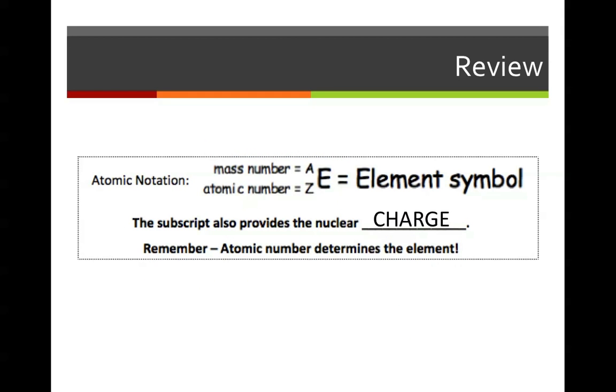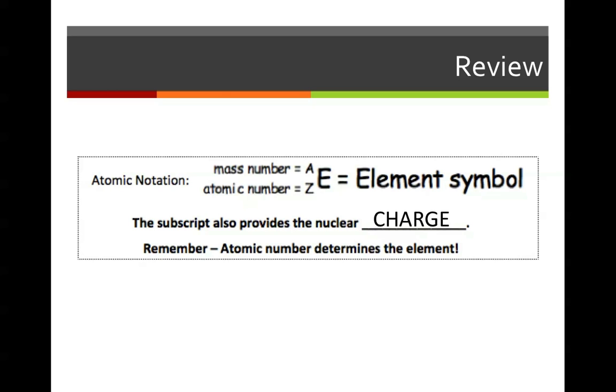So one little thing to review, remember our atomic notation here, where we have our element symbol, and then the mass number is the higher of the two numbers, the superscript, and atomic number is the lower of the two numbers. Also remember that the subscript provides us the nuclear charge, or in general the charge of the particle. So just keep that in mind. I'm going to be referring to it mostly as charge instead of atomic number, just because it will tie in more with our beta particles and positrons and so on.